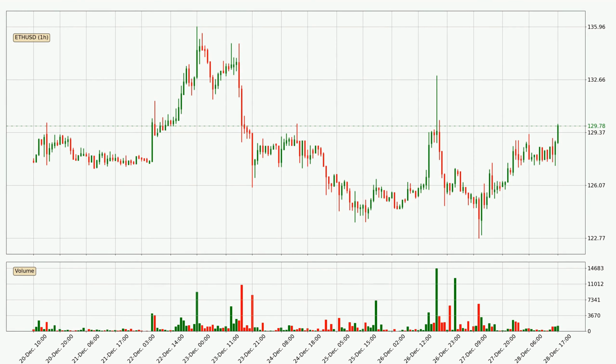By taking a look at the hourly time frame for Ethereum, the price moved up around 3.1% in the last 24 hours, with a current price of 130. But the volume wasn't very high, so the move wasn't very strong.